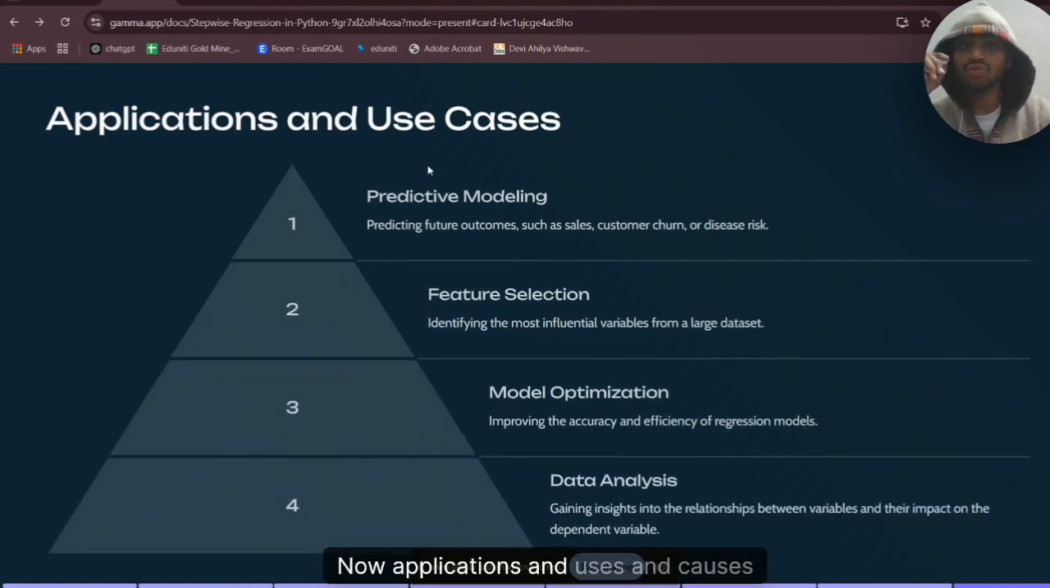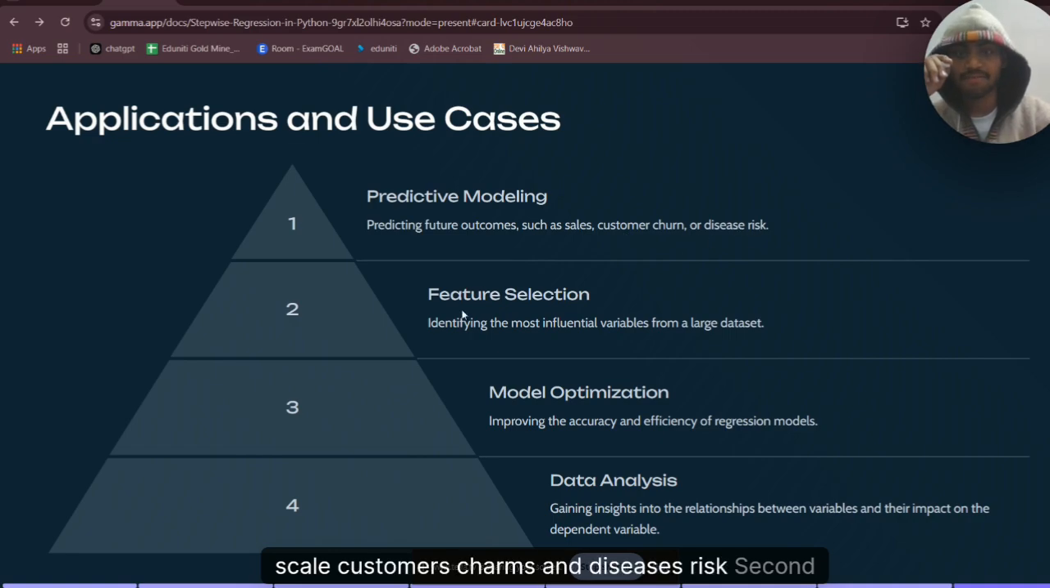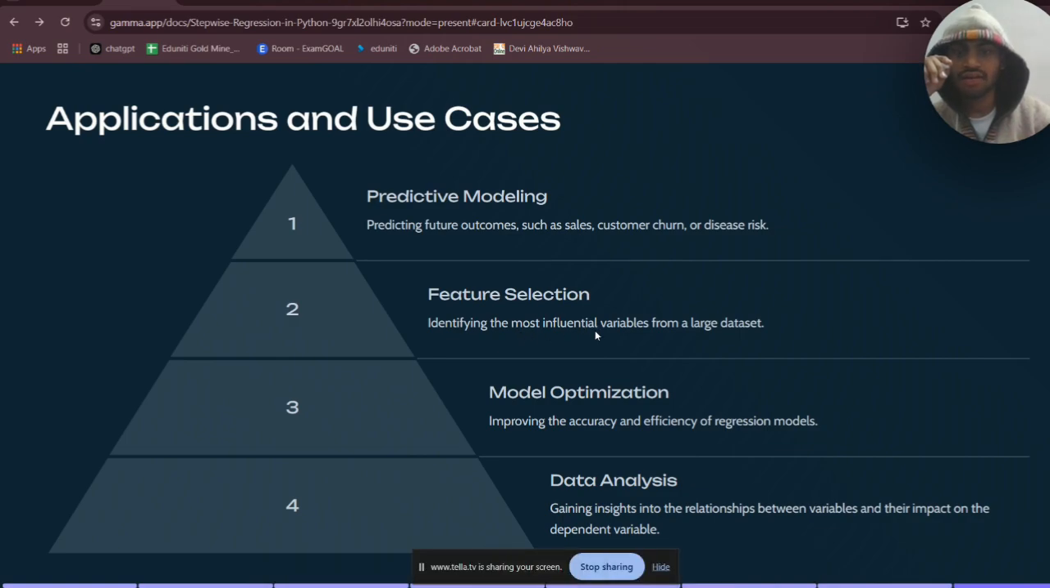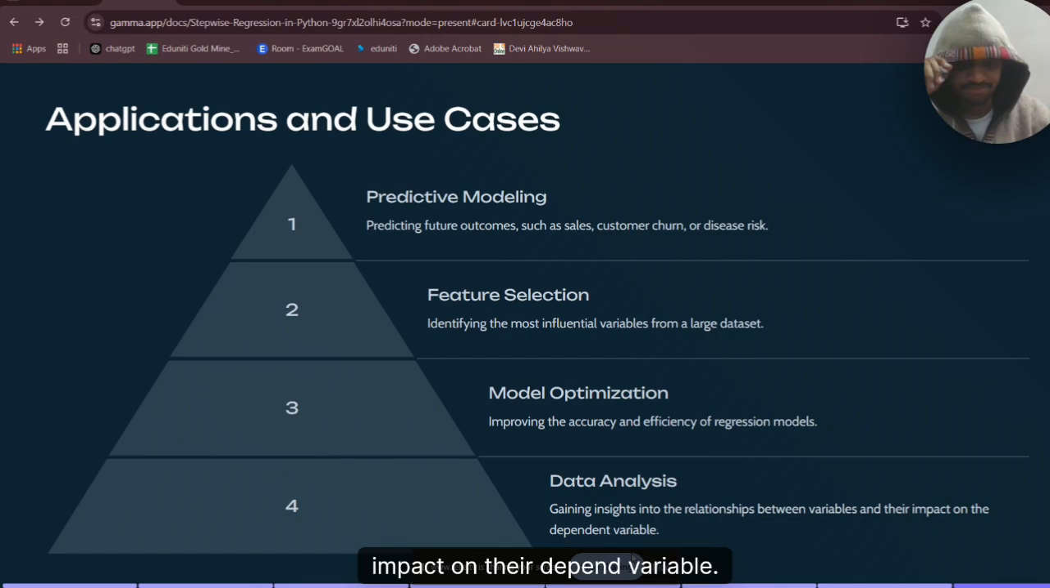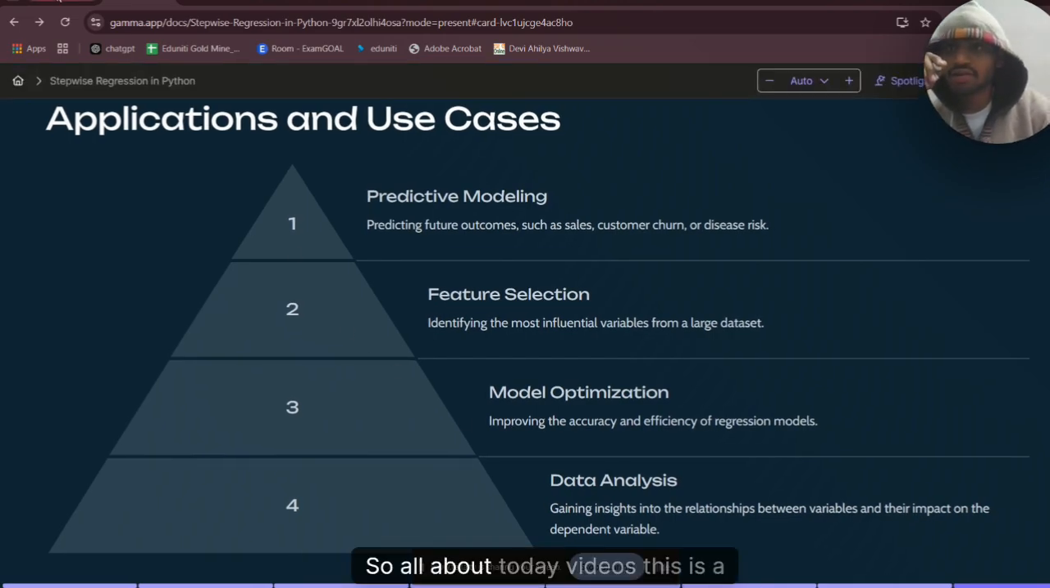Now, applications and use cases: predictive modeling, feature selection, model optimization, data analysis. In predictive modeling, predicting future outcomes such as sales, customer churn, and disease risk. Second one is feature selection: identifying the most influential variables for large datasets. Model optimization: improving the accuracy and efficiency of a regression model. Data analysis: gaining insight into the relationship between variables and their impact on the dependent variable. So, that's all about today's video.